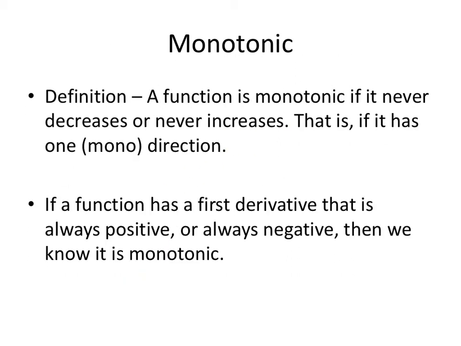So, a definition: a function is monotonic if it never decreases or if it never increases. That does not mean it's constant, one or the other. That is, if it has one direction. If a function has a first derivative that's always positive, or a first derivative that's always negative, then we know it's monotonic, and so we can say for certain, hey, this function is one-to-one.